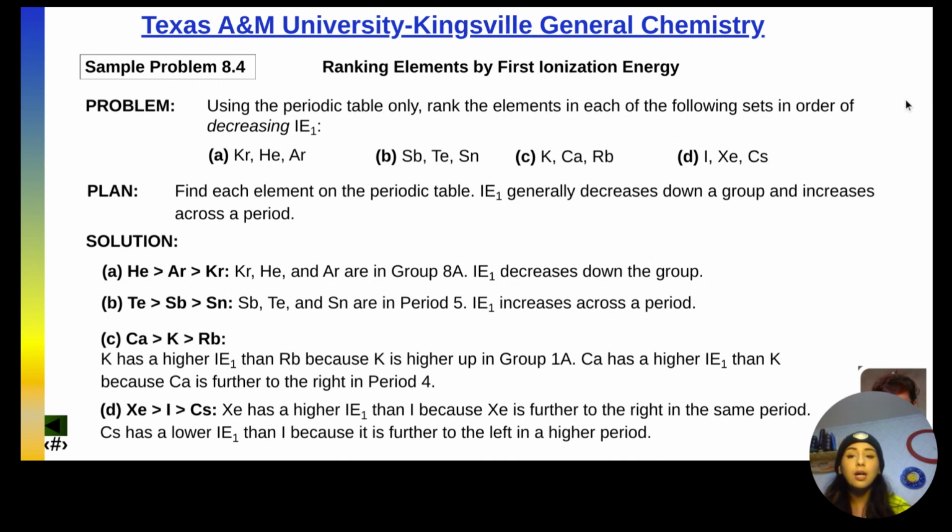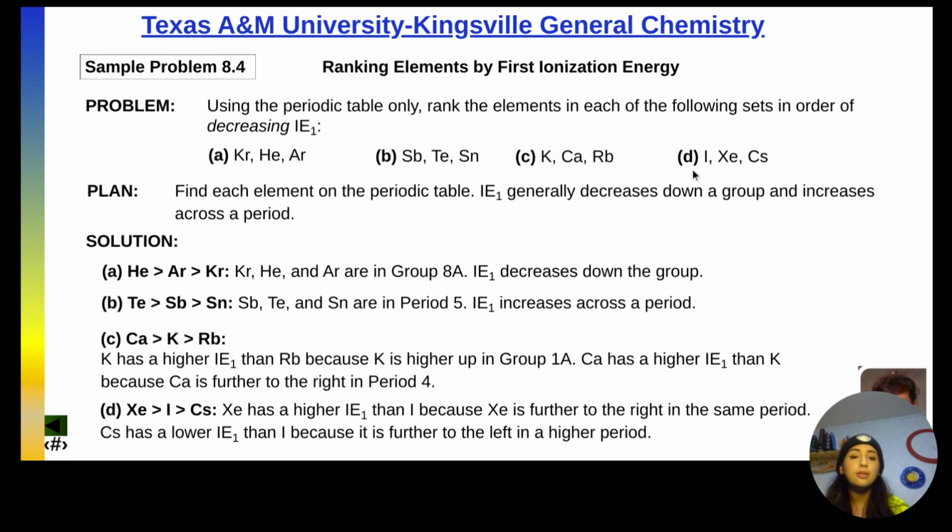of decreasing IE1. A, this is our first set, Kr, He, Ar. B, which is our second set, Sb, Te, Sn. C, which is our third set, K, Ca, Rb. And D, which is our fourth set, I, Xe, Cs. Our plan for this is to find each element on the periodic table.